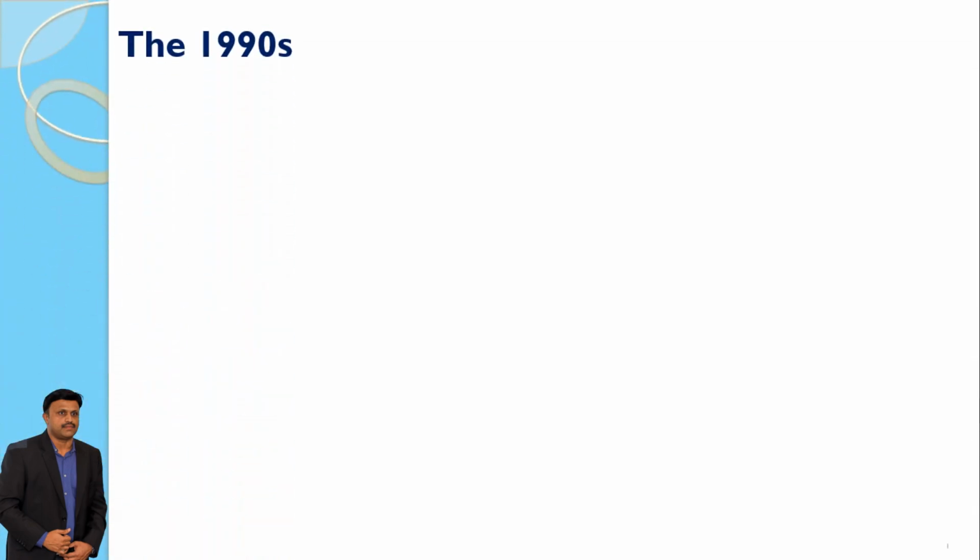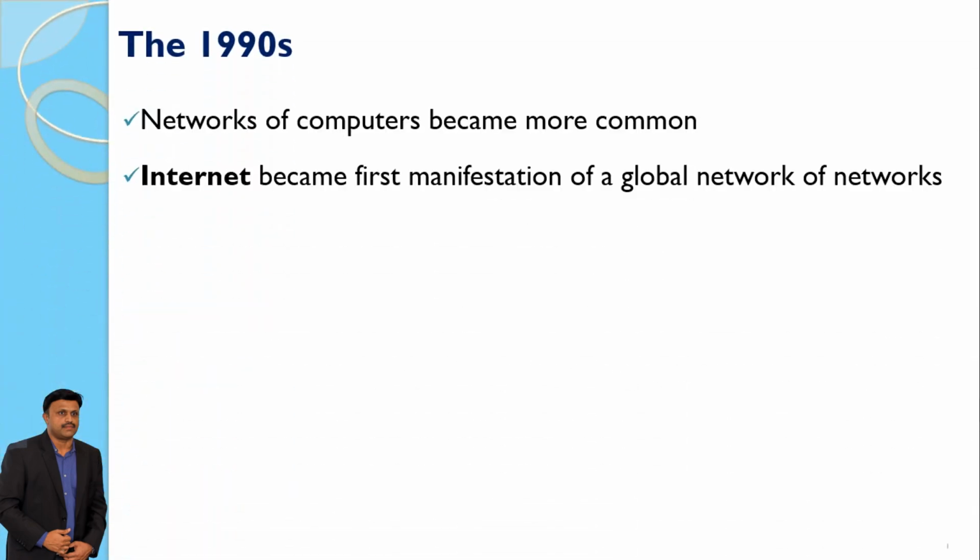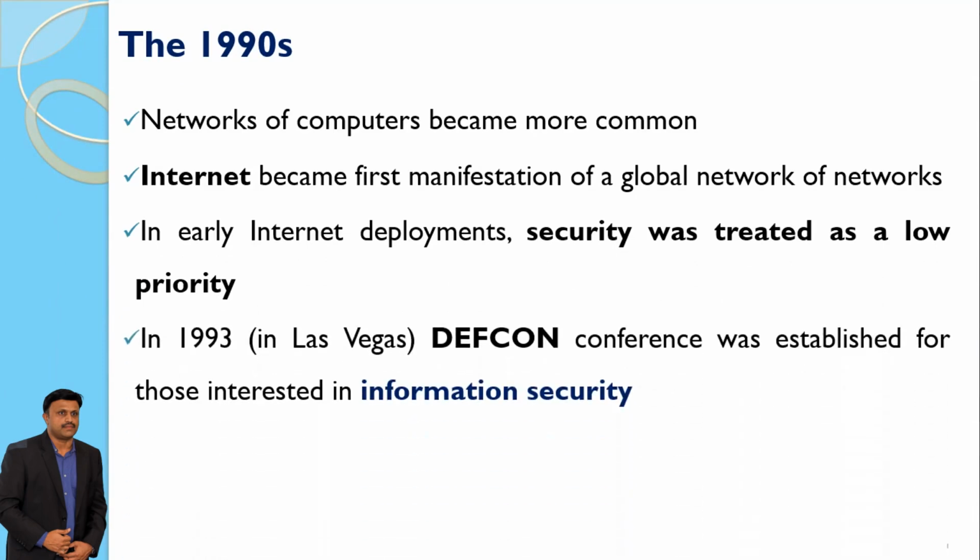In the 1990s, computer networks became more common, and the Internet emerged as a global network. Initially, security was a low priority, but events like the DEF CON conference highlighted the growing importance of information security.